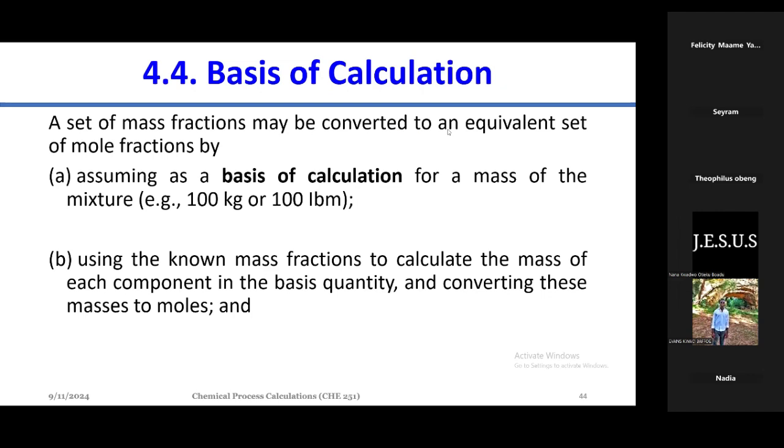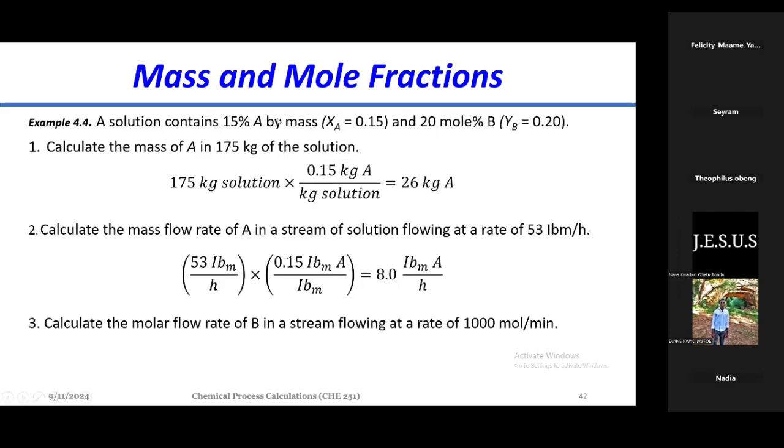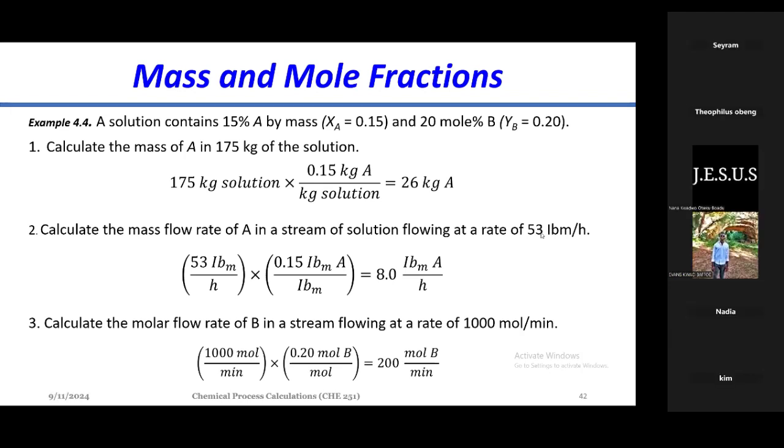Basis of a calculation. Now, in chemical engineering, when you talk about mass fraction, like I said, the mass of A over the total mass. Sometimes you might not even know the total mass, just like how this question was. A solution contains 50% of A by mass. Realize that we are just making changes to the total mass. We are asked to calculate the total mass of A present if the total mass of the solution was 175. And then here we said if the total mass flow rate is 53. So in actual sense, you don't really know the total mass of the solution, or the total mass of the mixer. But then we know the mass fraction, or what percentage a component possesses as compared to the total.